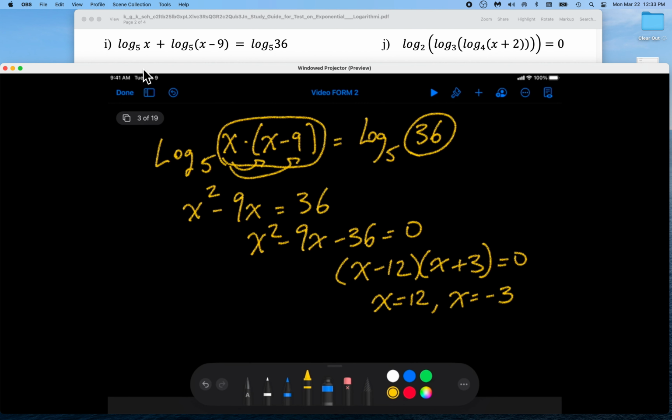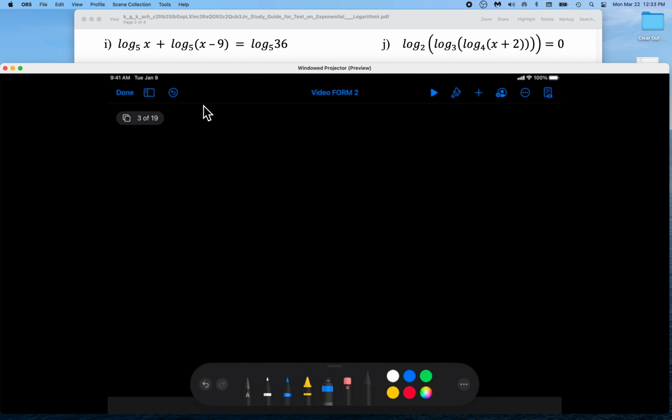We put a 12 here. That's fine. However, if we put negative 3 here, we get the log of a negative argument. No good. That's your final answer. 12 and 12 alone is your final answer.